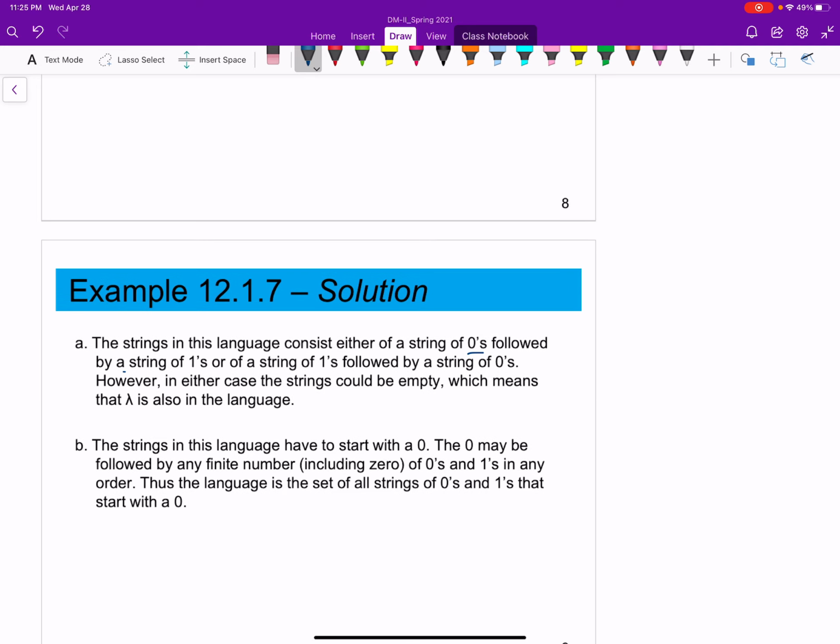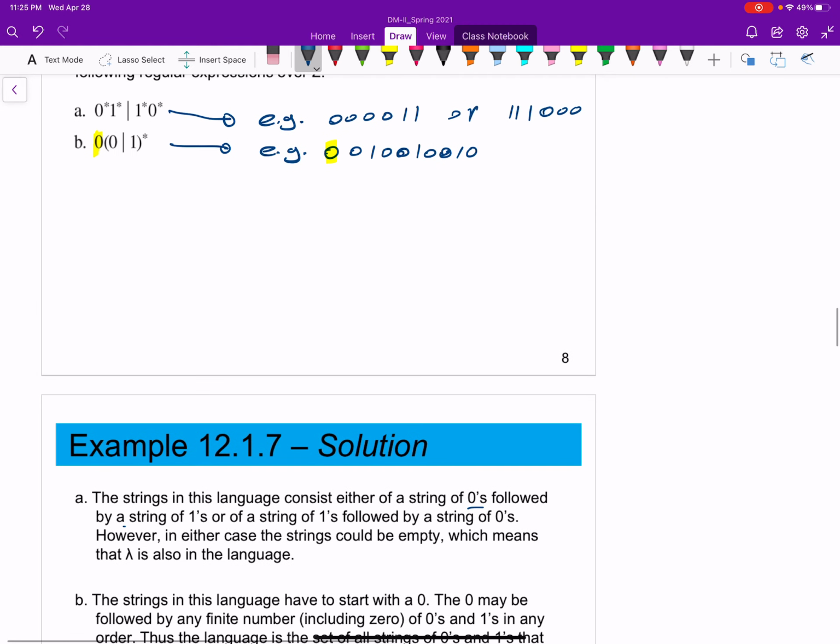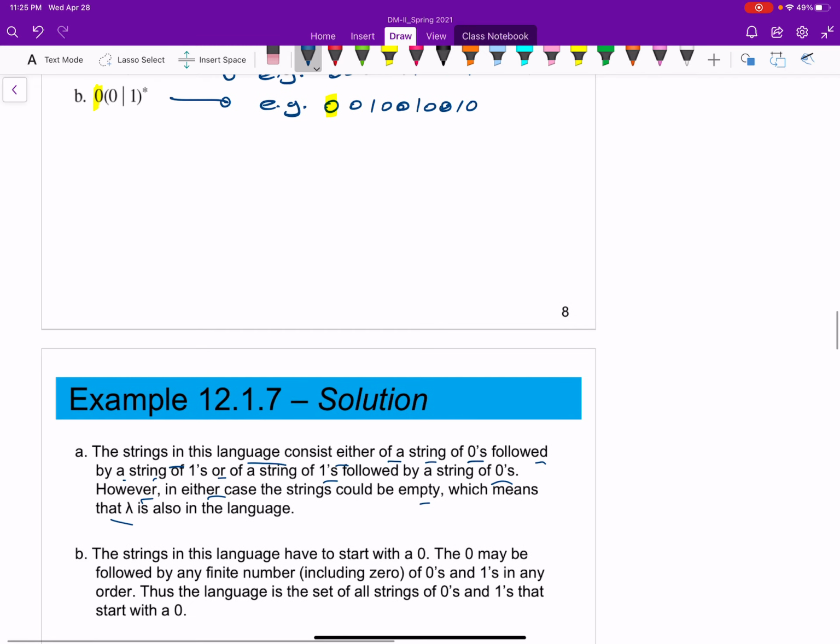Okay, so let me read that. This is the first part. The string in this language consists either of a string of zeros followed by a string of ones, or of a string of ones followed by a string of zeros. However, in either case, the string could be empty, which means that lambda is also in the language.